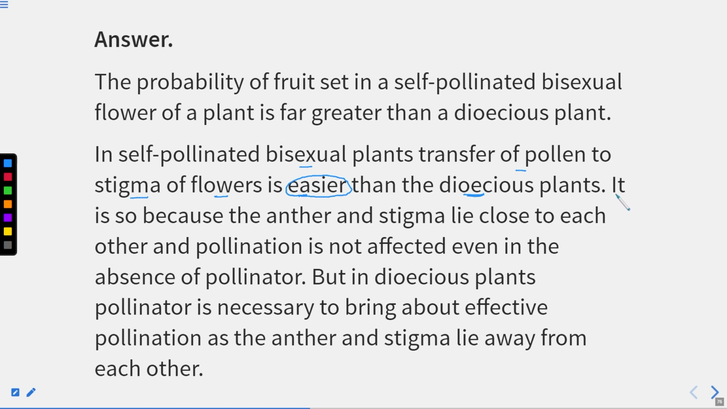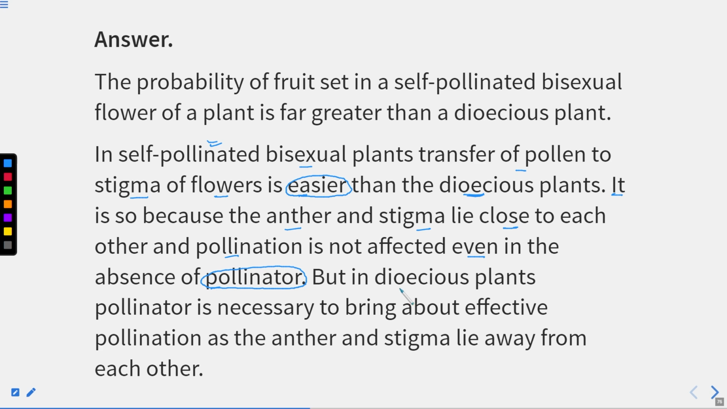In a bisexual flower, the anther and the stigma lie close to each other and pollination is not affected even in the absence of a pollinator. So it is not necessary that a pollinator is required, such as bee, wind, or any pollinator. So in bisexual flowers, fruit set is easy because self-pollination is easy.